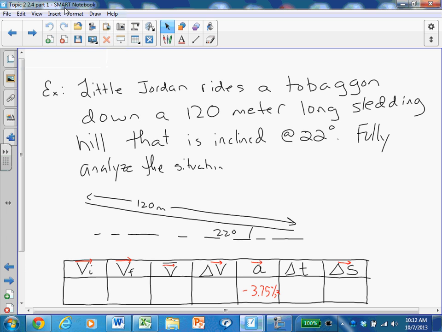So little Jordan rides his toboggan down a 120-meter long sledding hill that is inclined to 22 degrees. Fully analyze the situation.